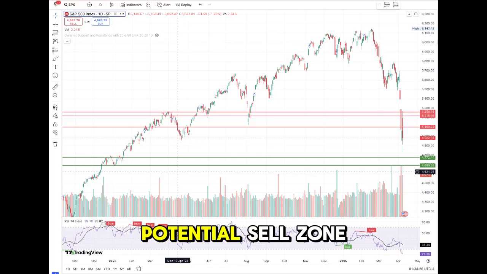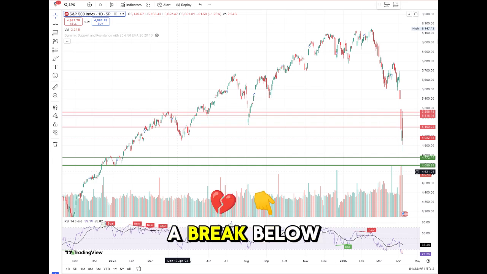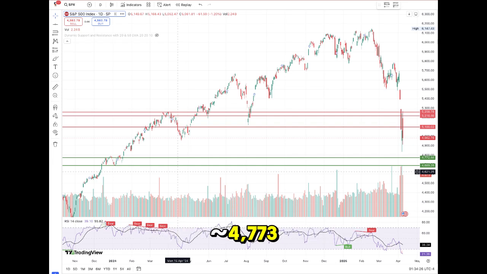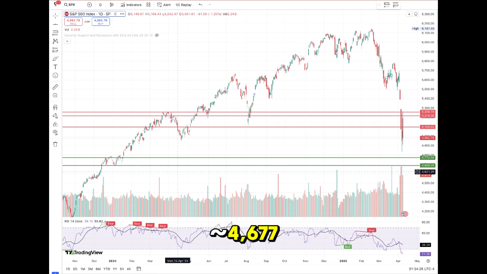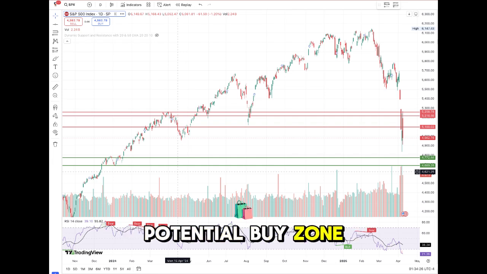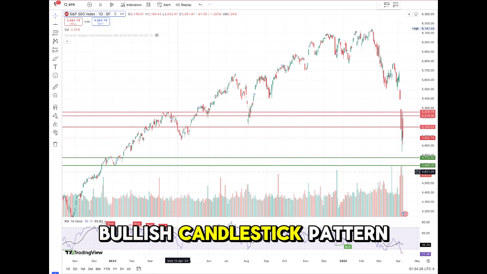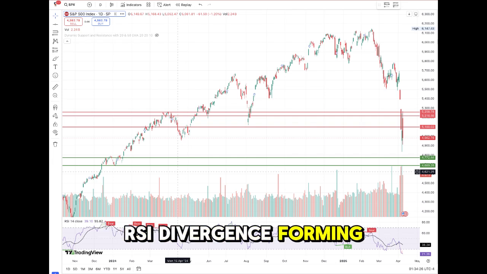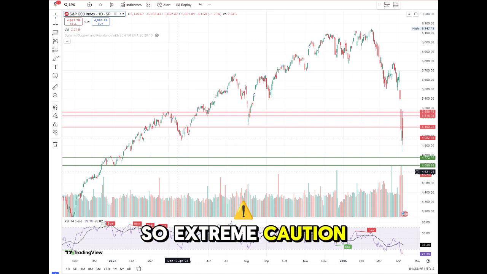Buy-sell level summary. Potential sell zone, approaching approximately 4,900 on a bounce, especially if price shows weakness there. A break below approximately 4,773 could also trigger further selling towards approximately 4,677. Potential buy zone. Near approximately 4,773 or approximately 4,677, but only with confirmation, for example, bullish candlestick pattern, RSI divergence forming, decrease in selling volume. This is catching a falling knife, so extreme caution is needed.